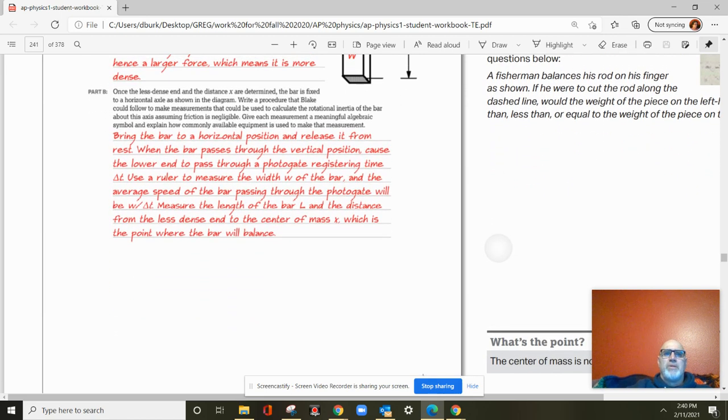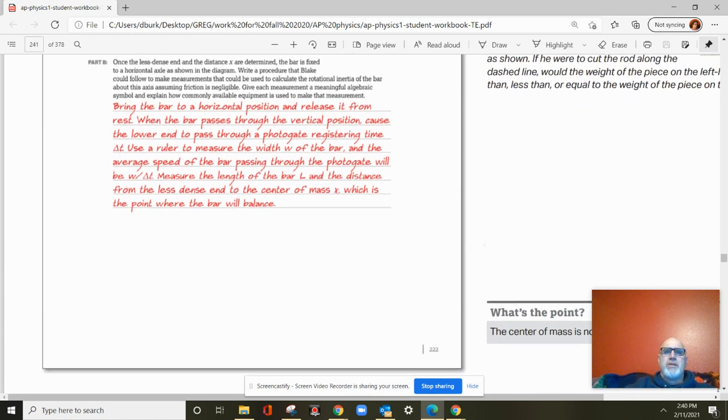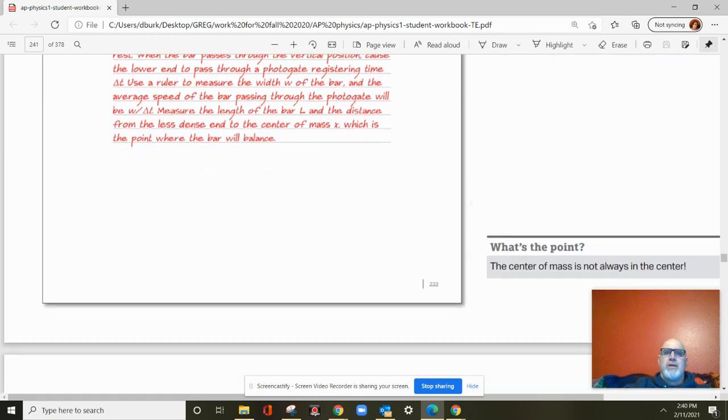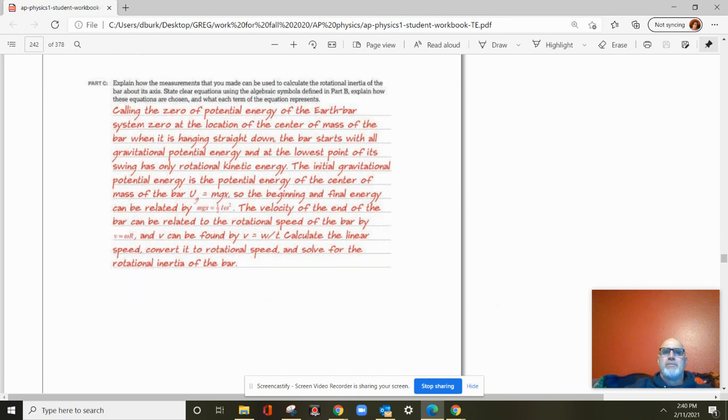Okay. Blake could follow these steps to take measurements to calculate the rotational inertia of the bar. That's its moment of inertia, just a different way of saying moment of inertia. And so we could try to figure out its angular speed. We can measure the torque. We can measure the force and the radius. There are different things we can measure to calculate I. And you can read this. Pause the video.